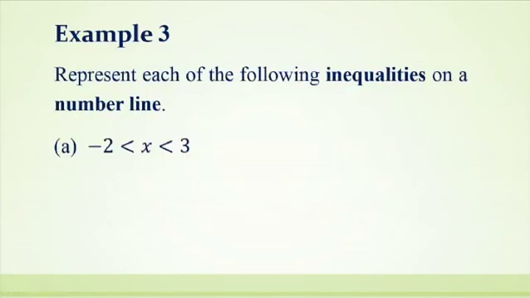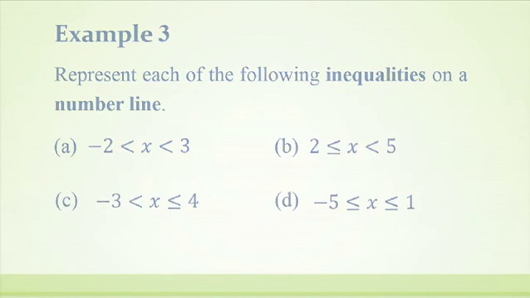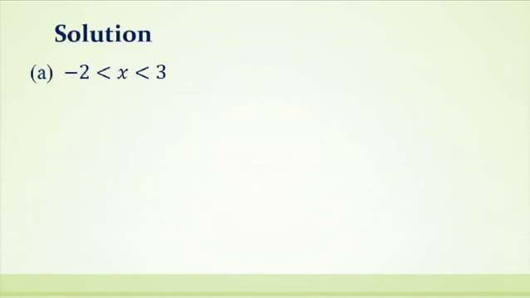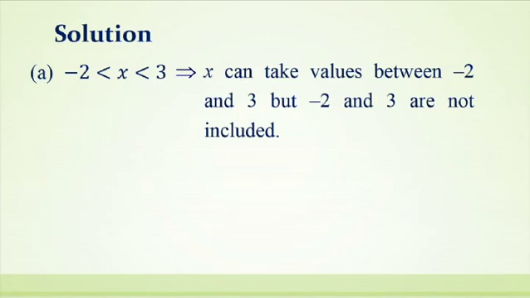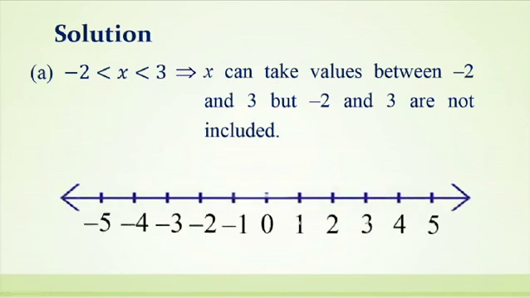Next one. Now here we have minus 2 less than x less than 3. So let us have a look at the solution. x will take any values between minus 2 and 3. But because I don't have the equal to sign in both inequality signs, minus 2 and 3 will not be included. So I will have two empty circles at minus 2 and 3 with a line, showing that x can take any values on this line.